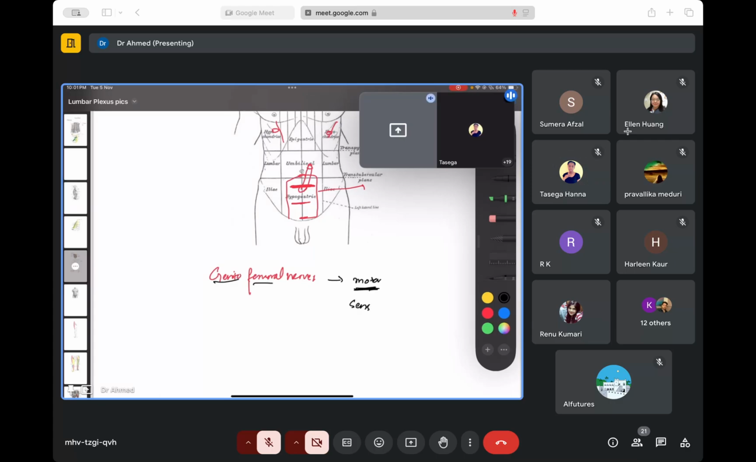So for the motor supply, you have the cremasteric muscle that is basically surrounding your scrotum, right? And we have a reflex that is also known as the cremasteric reflex. What's the cremasteric reflex? For example, if I'm stroking the inner thigh, what happens? The ipsilateral side of your scrotum will rise, right?